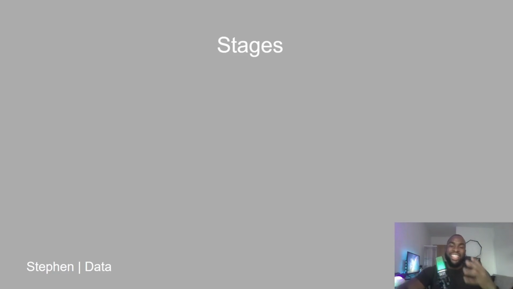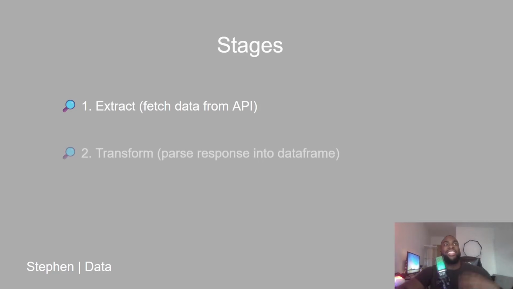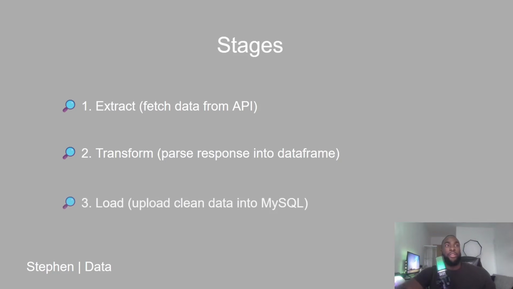So we're actually going to be using an ETL pattern here, right? So of course, the first step will be extract, which is fetching data directly from the API. The next step will be transform, which is passing the response into a data frame. Okay, so the API will actually return JSON, and we're going to now pass this JSON response into a Pandas data frame. Now, the third step will be load, and that's loading the clean data into MySQL.